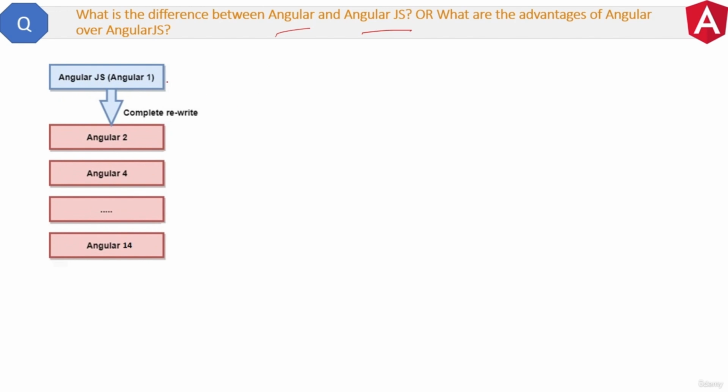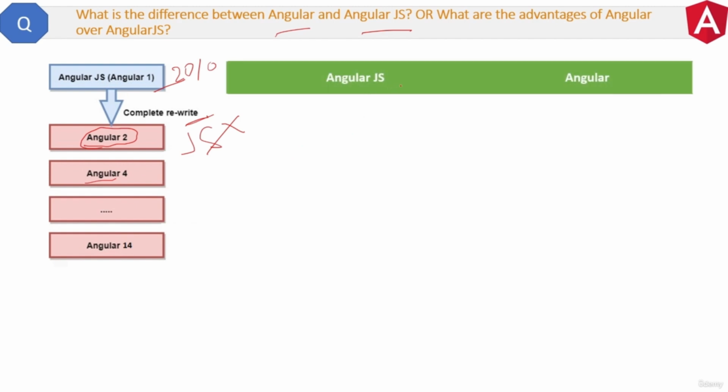Google first released AngularJS in 2010 and then they realized that there are some shortcomings of it and therefore they rewrote the whole framework and named it Angular. They removed JS from the name because JS stands for JavaScript and now the new version can use TypeScript also. So the name of the new version is Angular only. Now in 2 minutes I will show you some main differences between Angular and AngularJS.